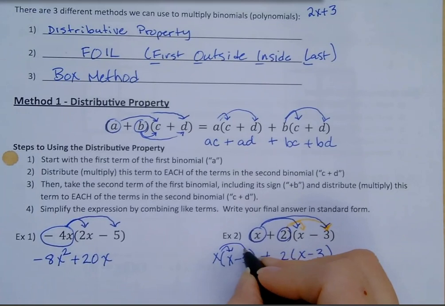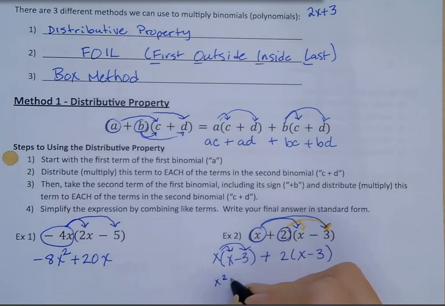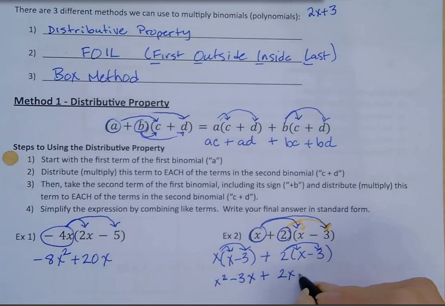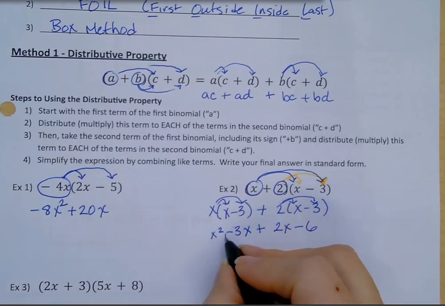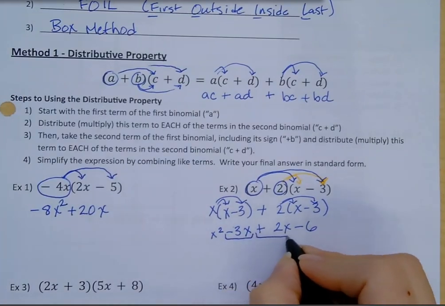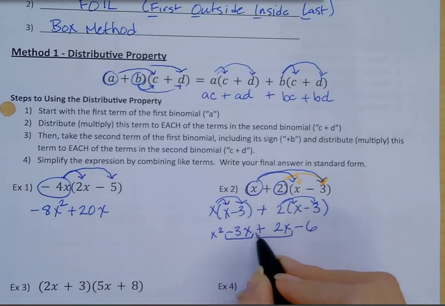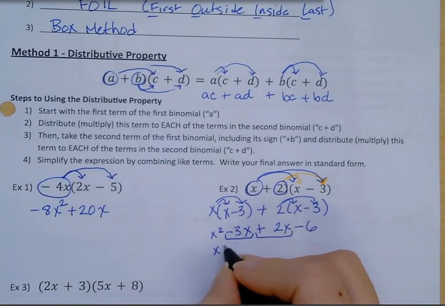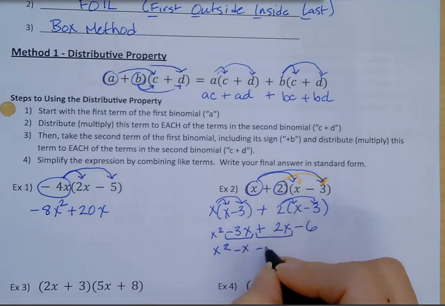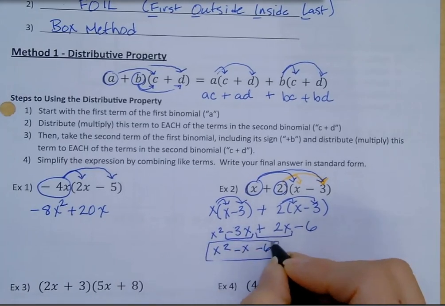So I have x times x, that's x squared, and then x times negative 3 is going to be negative 3x. Plus, here I have 2 times x, and I have 2 times negative 3 is negative 6. Of course, I want to combine my like terms if I have any, and I can see that I have negative 3x and I have positive 2x. So make sure you don't lose the signs of your coefficients. Just be careful there. I'm left with x squared minus x minus 6 as my answer.